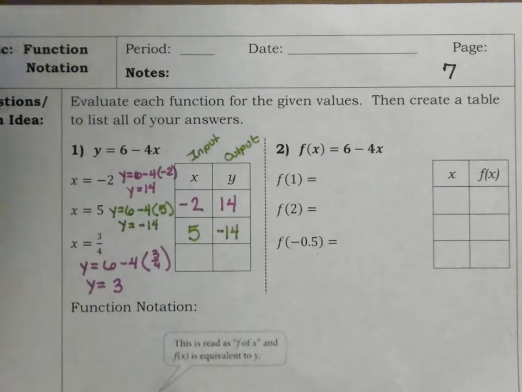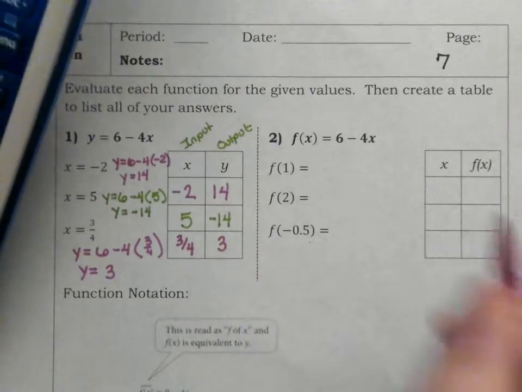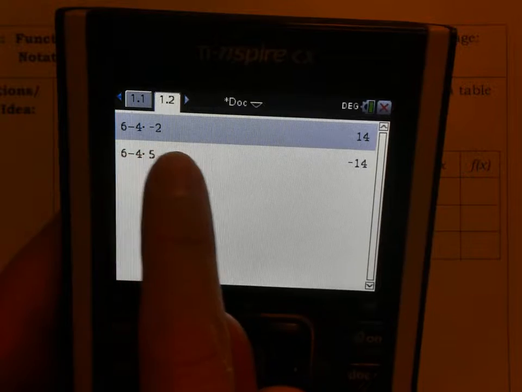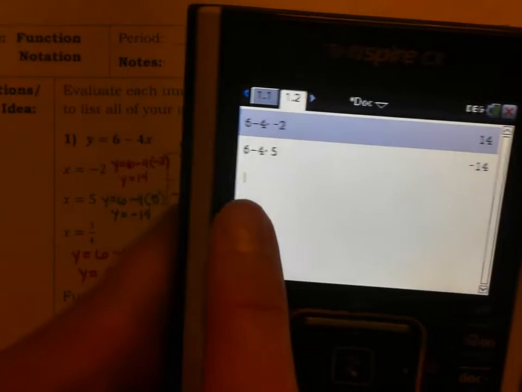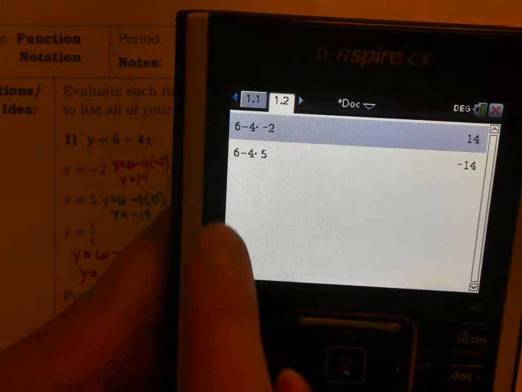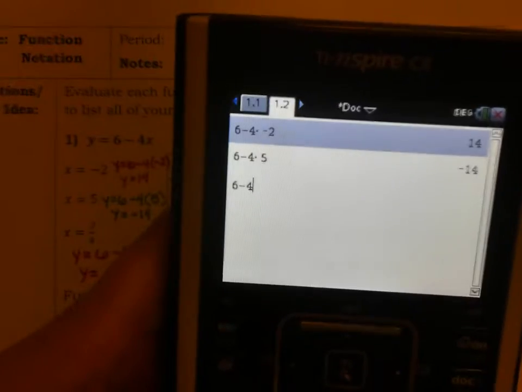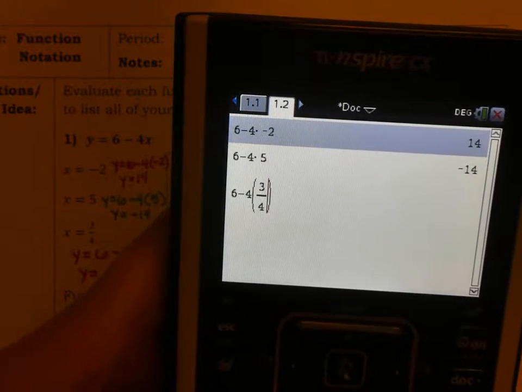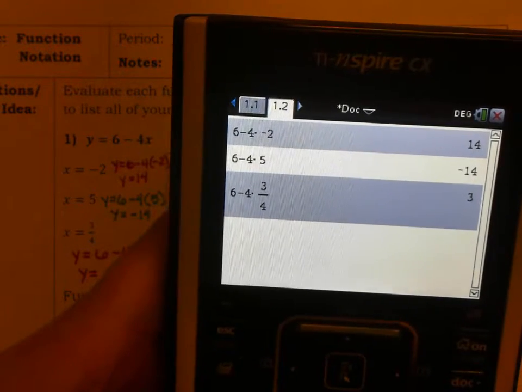Alright, so I did some of these ones in my head. However, I'm going to show you on the calculator how you can just type them in. So all we're doing is replacing. So here's my calculator, and I took 6 minus 4 times negative 2, because remember x is after the 4. And then I have, here I'll move it over so you can see the equation behind there, 6 minus 4 times 5, and then I would do 6 minus 4 times 3/4. Okay, so we're just substituting our x values in.